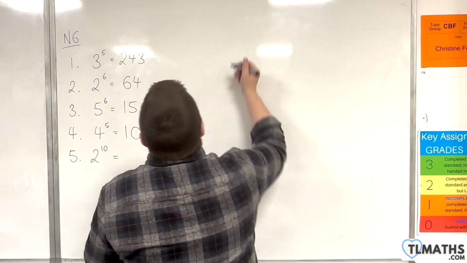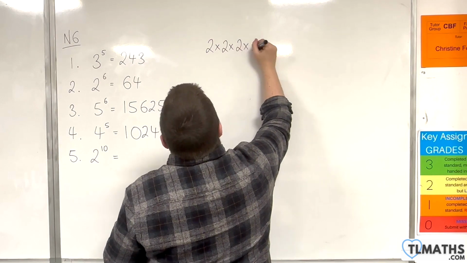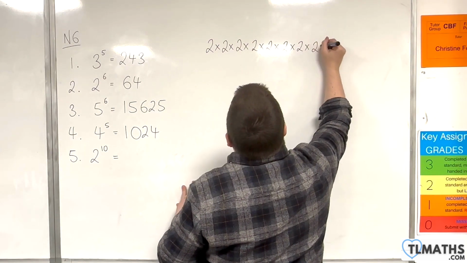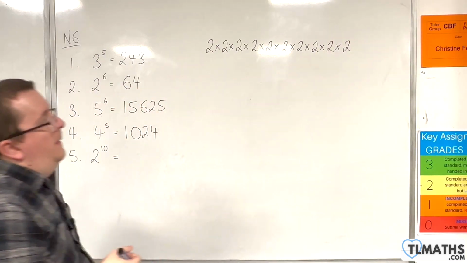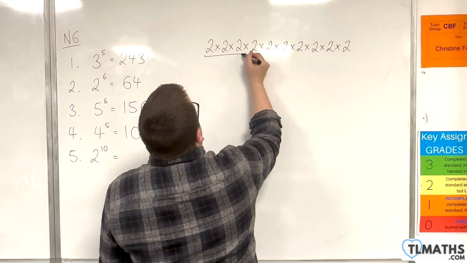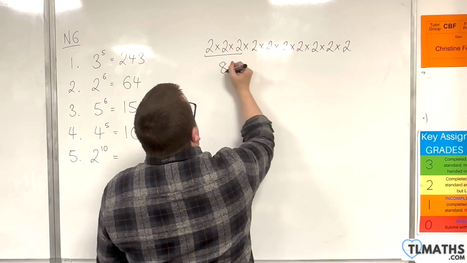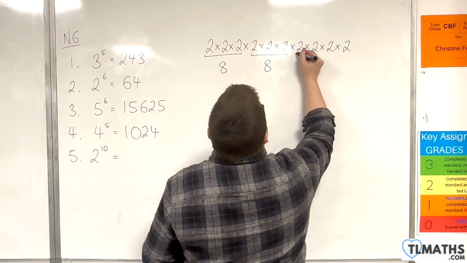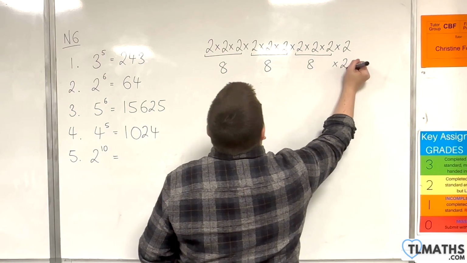Okay, so our last one is 2 to the power of 10. Okay, so 3, 4, 5, 6, 7, 8, 9, 10. Okay, so we have 2 cubed, which is equal to 8. We have 2 cubed, which is 8. We have 2 cubed, which is 8. And we've still got the times by 2 on the end.